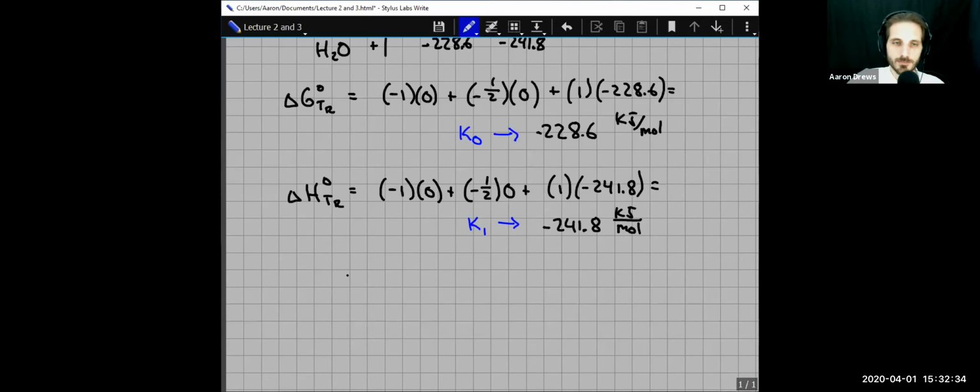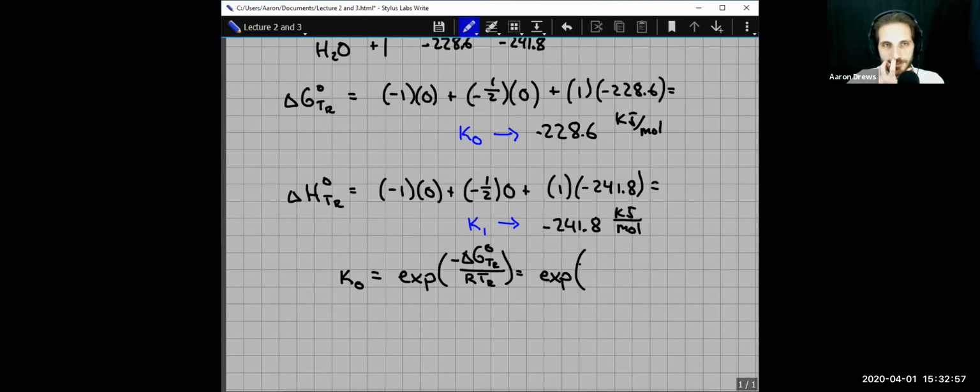Watch the negative signs. Sooner or later, you will make an error with a negative sign because I routinely make errors with negative signs. K0 will be the exponential of minus delta G TR with a circle over R TR, which is the exponential. Here's the negative sign, right? The value of delta G TR is -228, but then we take the negative of it. So 228.6 kilojoules per mole divided by R. The T sub R that we've got here is 298.15 Kelvin.